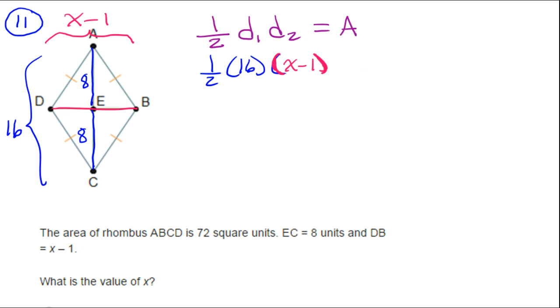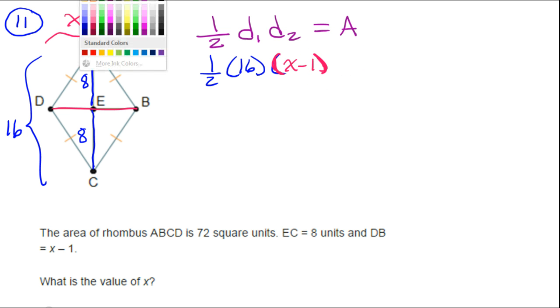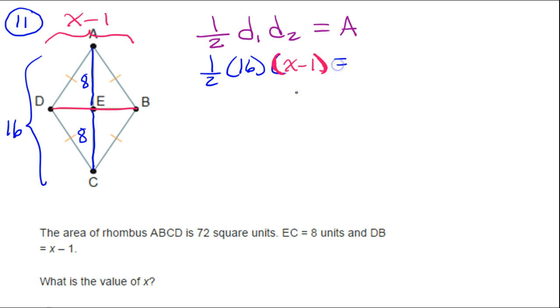Okay, and that should equal the area, and we're told that that was 72. So it's just a matter of solving this equation. Now 1/2 of 16 is 8. So this becomes 8 times x minus 1 is equal to 72.